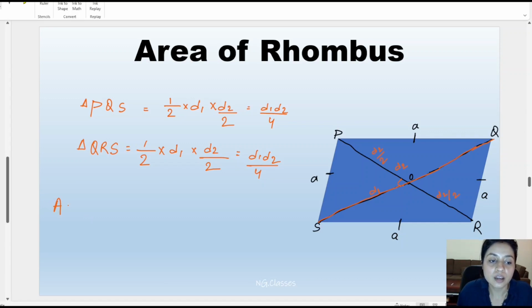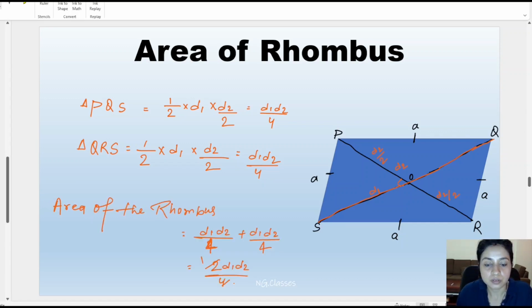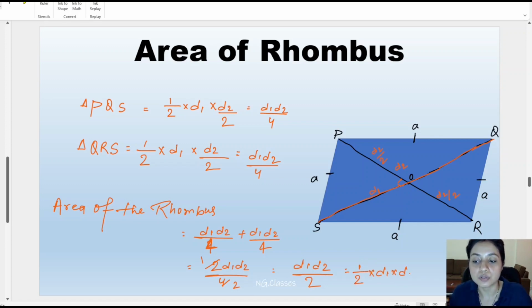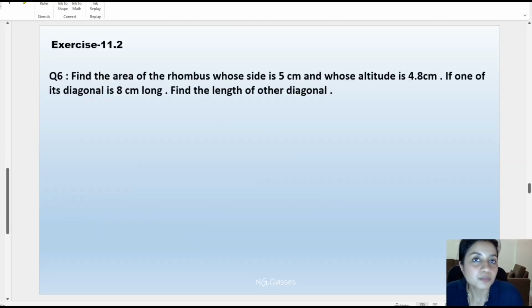So the area of the rhombus, we got D1 D2/2. Or we can also say it's 1/2 times D1 times D2. That's the formula for the area of the rhombus. We just have to multiply both the diagonals and then divide by 2. Now let's solve some questions.